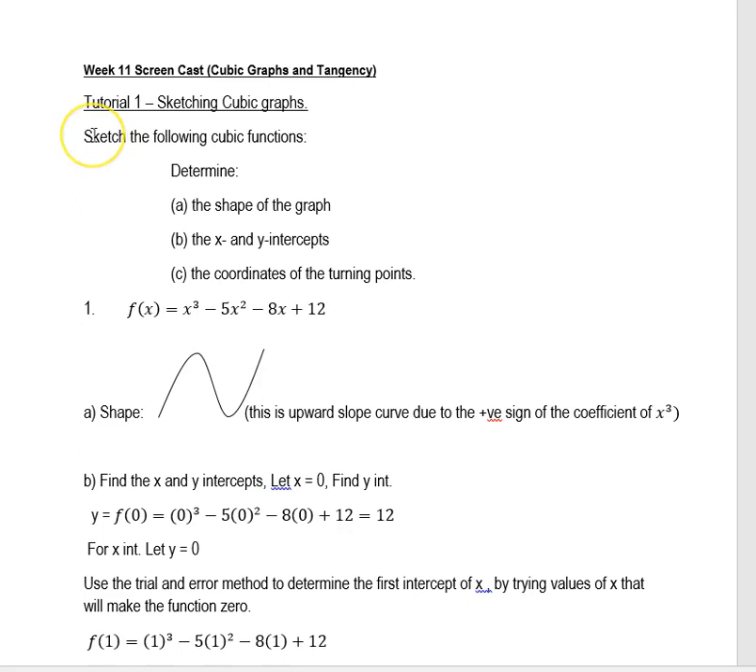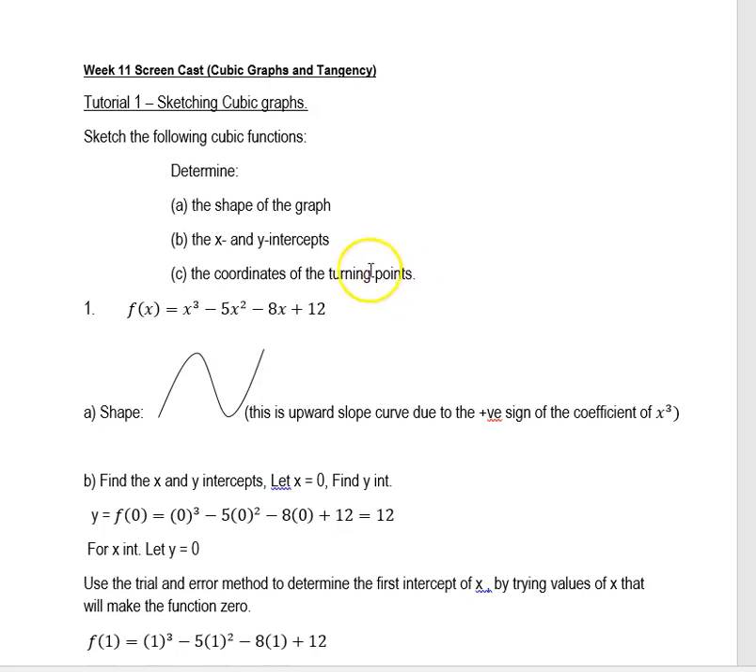For example 1, we're going to sketch the following cubic functions by determining first the shape of the graph, the x and y intercepts, and the coordinates of the turning points. And thereafter we can then draw the graph.